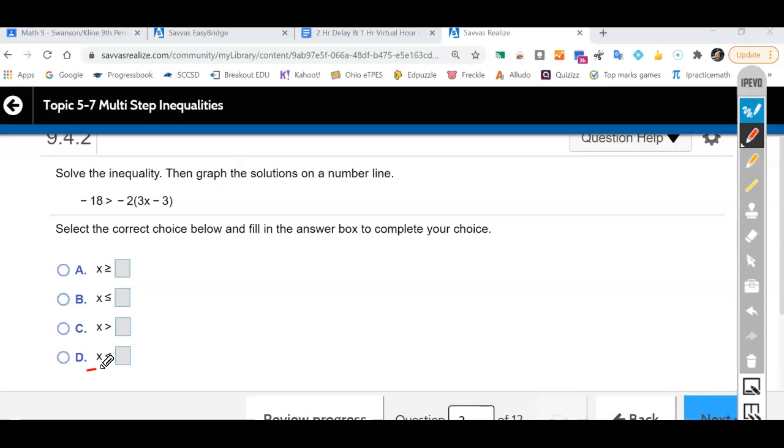We like our variables on the left side, right? So we want to flip the whole thing. Negative 2 parentheses 3x minus 3 parentheses. Now, if I flip that part of the inequality, I'm going to flip my symbol too, right? So it stays open towards the 18 or the negative 18. All right, now what do I do?